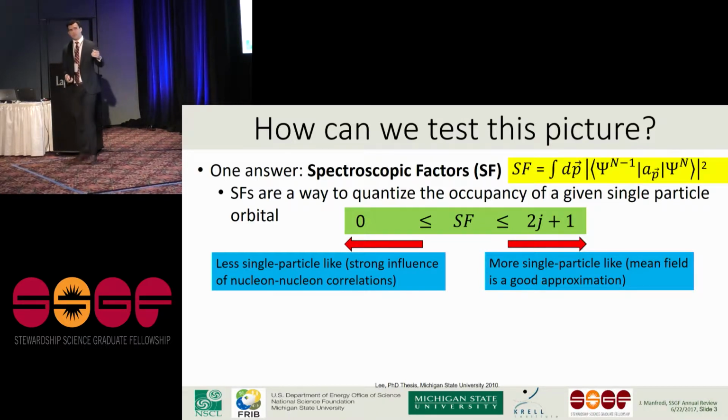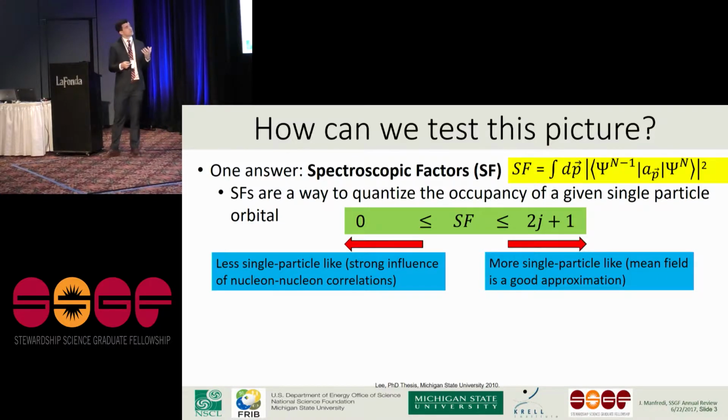It's just fully occupied. And if the spectroscopic factor is closer to that maximum value, that means this independent particle mean field is a good approximation. It's a single particle-like behavior. Whereas if the spectroscopic factor is closer to 0, this picture breaks down. There's a strong influence of individual nucleon-nucleon correlations.